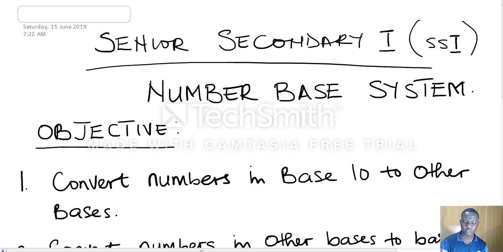In today's class, we'll be looking at the number base system. We said the number base system can be said to be the process of counting numbers in groups. Before we move further into today's topic, I'd like us to look at some of the objectives of this class.